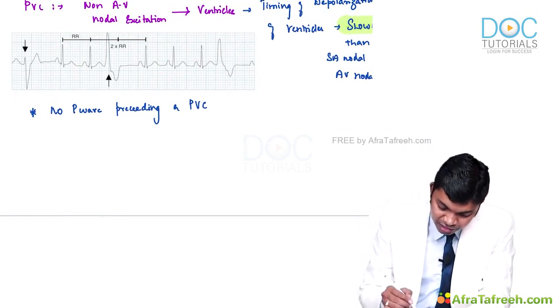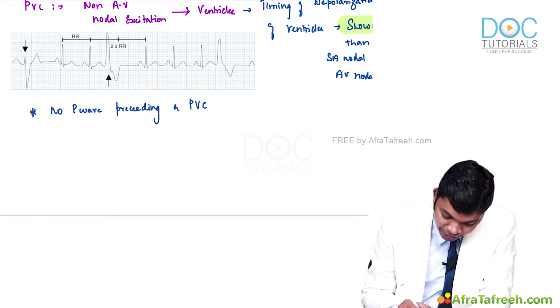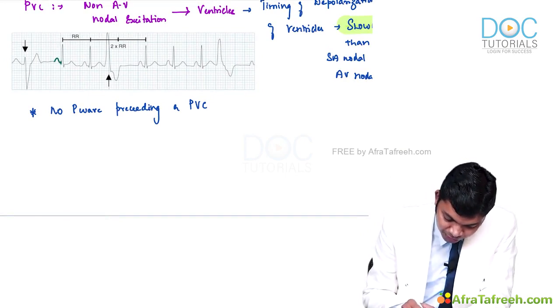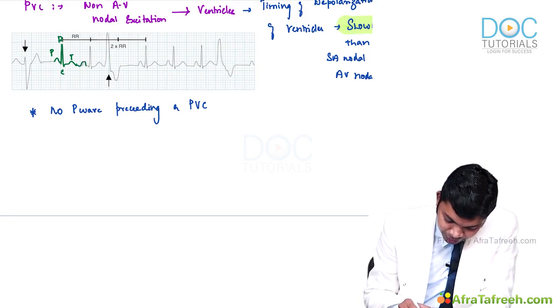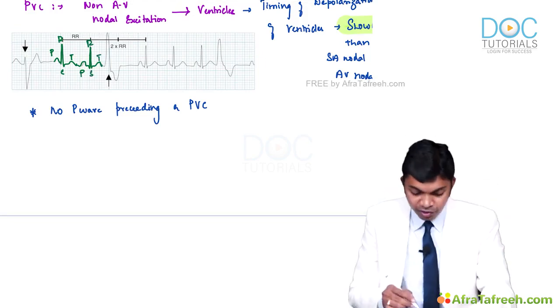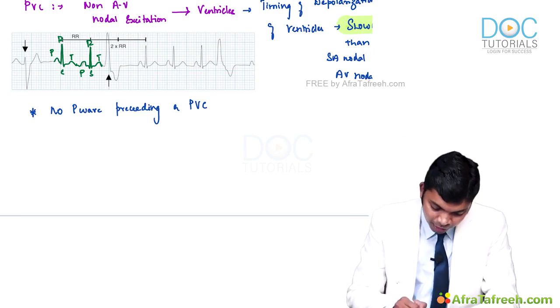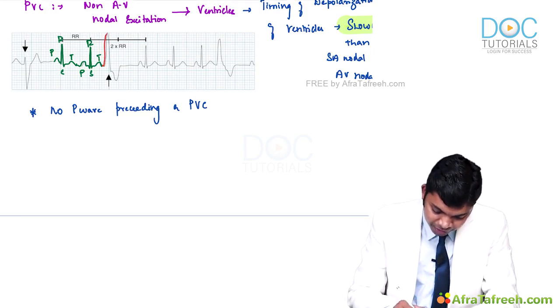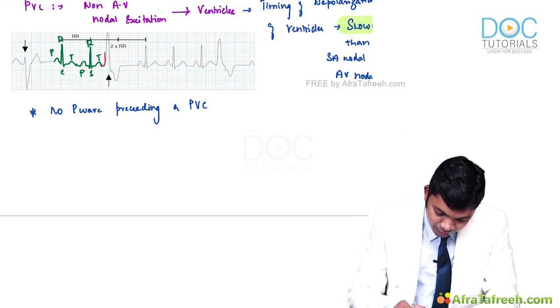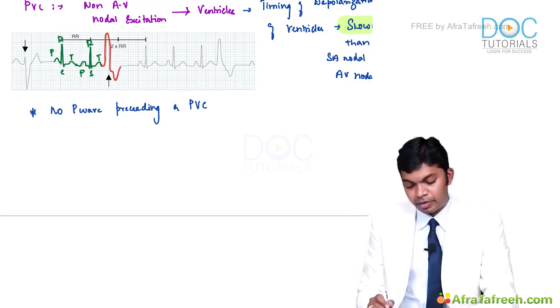Now, in this ECG, if you are able to see, doctors, we have two consecutive normal rhythms, okay. We have P, QRS and T, followed by the next rhythm, P, QRS and T. So, we have the P wave, the QRS morphology, and the T wave. Two consecutive normal rhythms are followed by one abnormal premature complex, right.